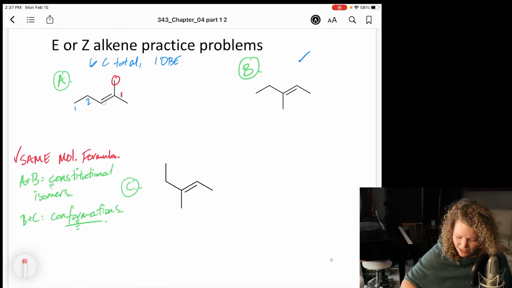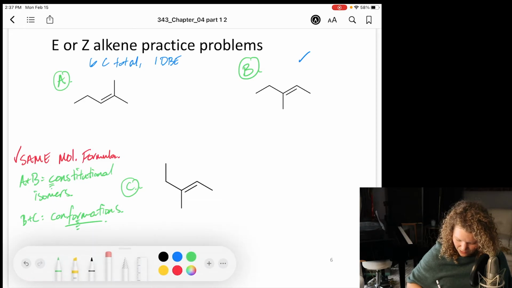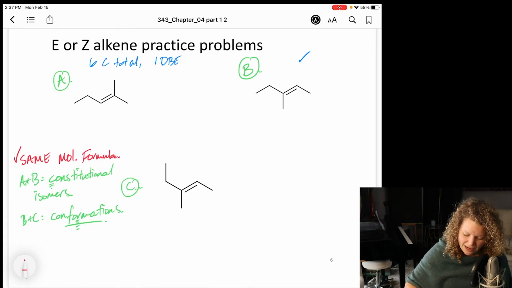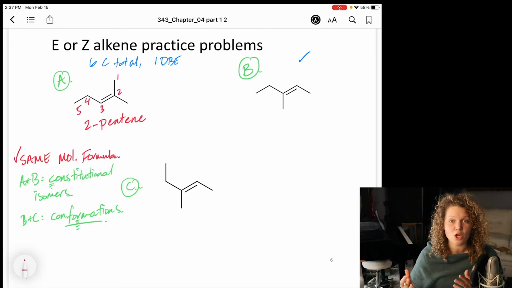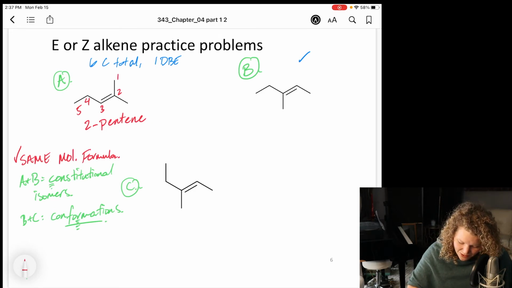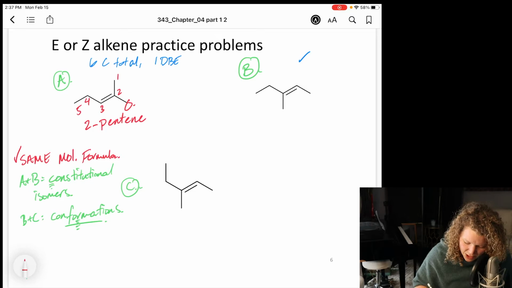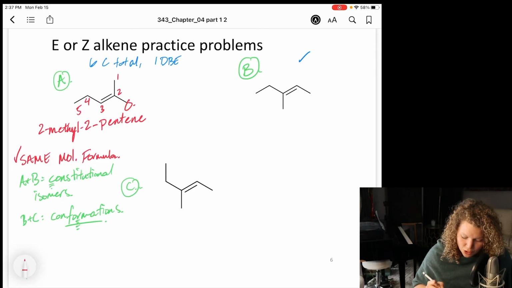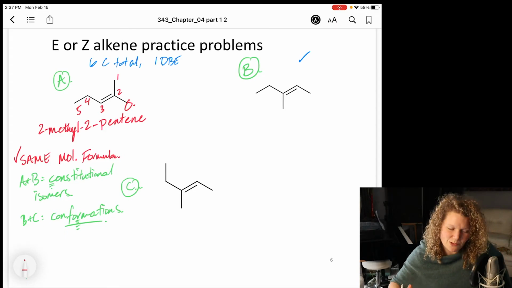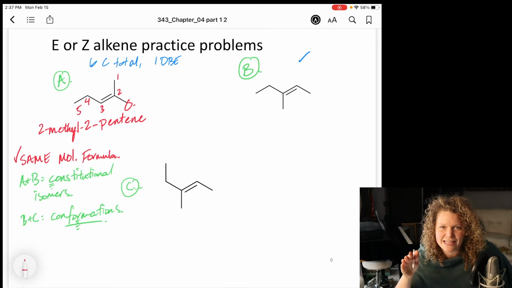Okay, let's do alkene A to start out with. So we know that we have a 1, 2, 3, 4, 5 carbon chain here. That's the longest carbon chain. And we know that we have an ene, a pentene derivative. I'm going to start my numbering here, 1, 2, 3, 4, 5, so that I can have 2-pentene, lowest number wins. And when I look at this, I also have another methyl. So I'm going to say that there's a 2-methyl, 2-pentene. Okay, that's cool. But what we really want to do is see if this is E or Z.